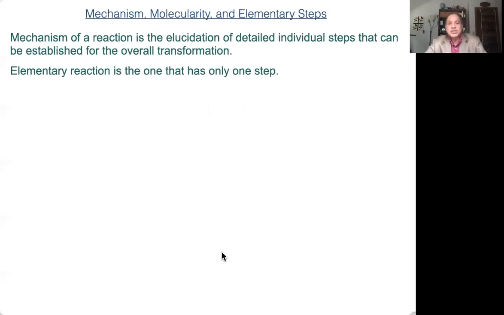The mechanism of a reaction is the elucidation of the detailed individual steps that can be established for the overall transformation. Individual steps mean that A goes to B, B goes to C, and then C goes to D, where D is the product and A is your starting material. What are these things in between? That's the question we are asking. An elementary reaction is one that has only one step by definition. There's no other step in between. You may have five elementary steps connecting the reactant to the product, and that's fine, but each step is an individual step, and you cannot break it down any further into another elementary process. That's one unit.